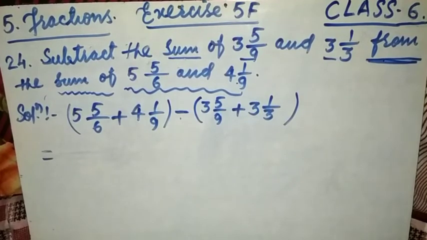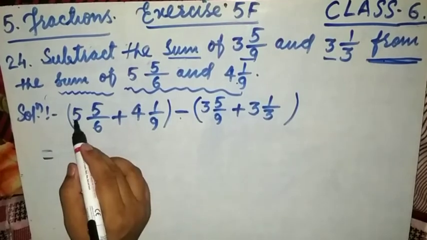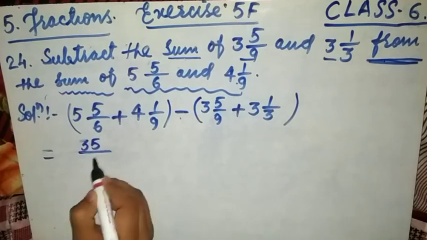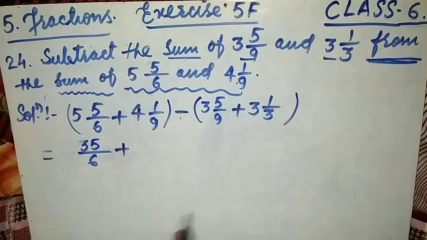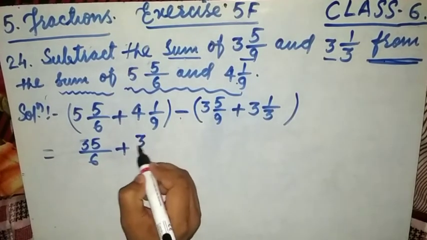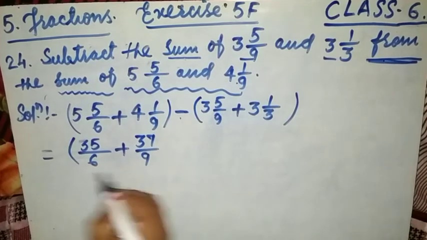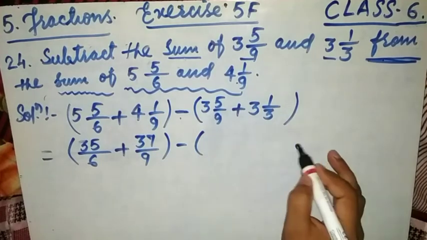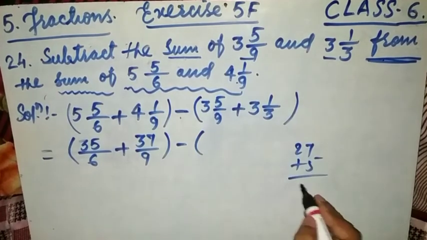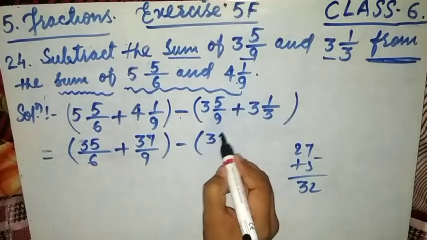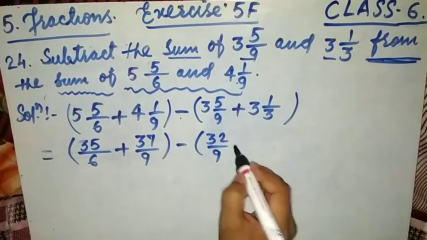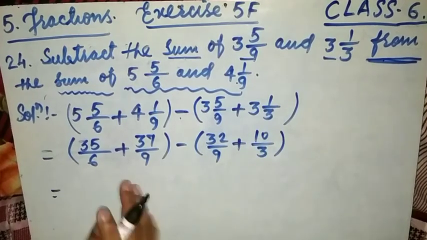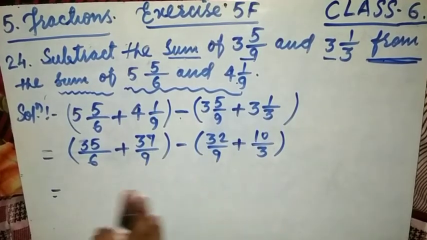Now same. First we have to change the mixed fractions into improper fractions, then add and subtract. You will get the answer. Now see. First multiply: 6 5s are 30 plus 5, 35 divided by 6. Here the plus, 9 4s are 36 plus 1, 37 divided by 9, close bracket. Now same, 9 3s are 27 plus 5, this is 32, 32 divided by 9. Okay, here is the plus, right? Plus 3 3s are 9 plus 1, 10 by 3. First we will solve in the bracket, then remove the bracket, then subtract.